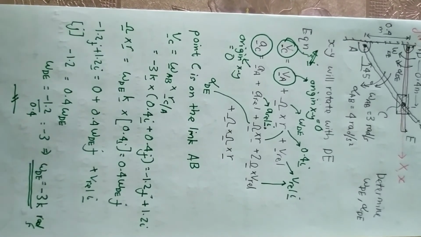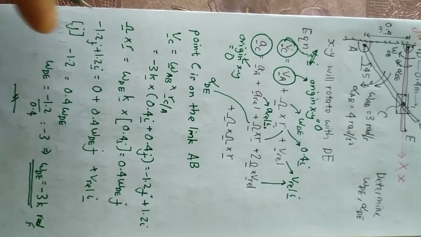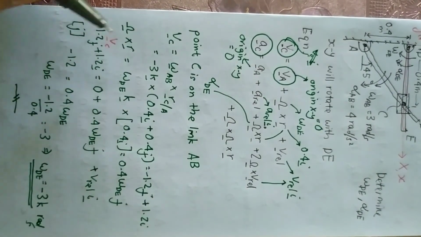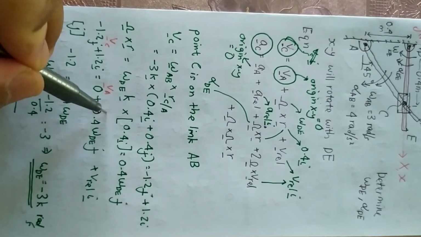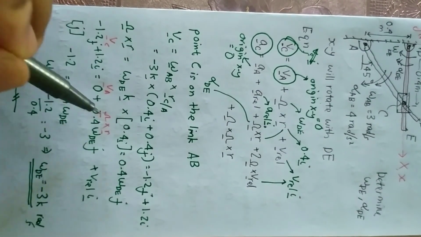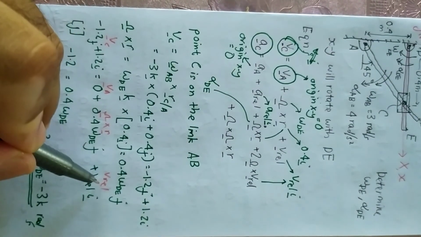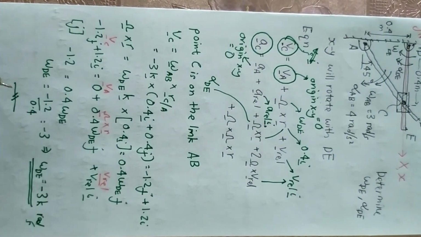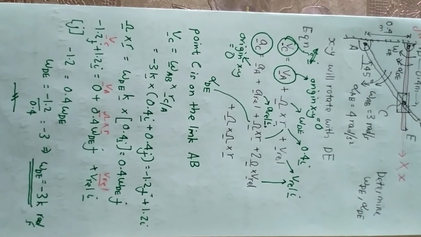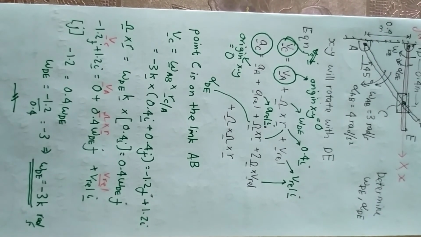Again, this is VC. Let me put it in a different color. So this is from VC equals VA. VA is equal to 0. This is omega cross R, and this is V relative. So all these terms are there, and from there we can find what omega DE is. You can try to use the same approach for acceleration.